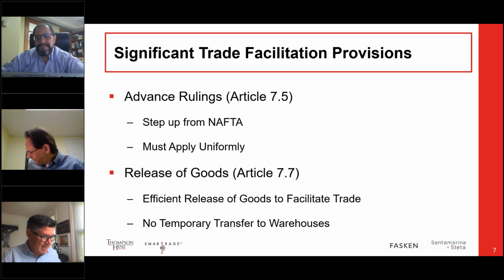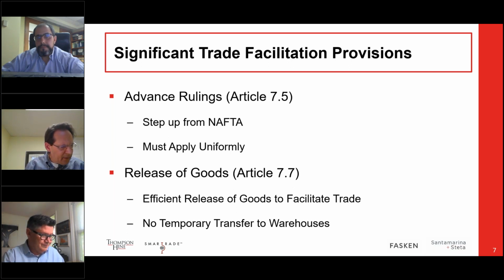All right, so now we're going to dig in on the actual provisions within the trade facilitation chapter of the USMCA. These provisions are found at Chapter 7. It's entitled Customs Administration and Trade Facilitation. We'll just jump in here. Cliff, I'll turn it over to you to brief us a little bit about the advanced rulings provision.